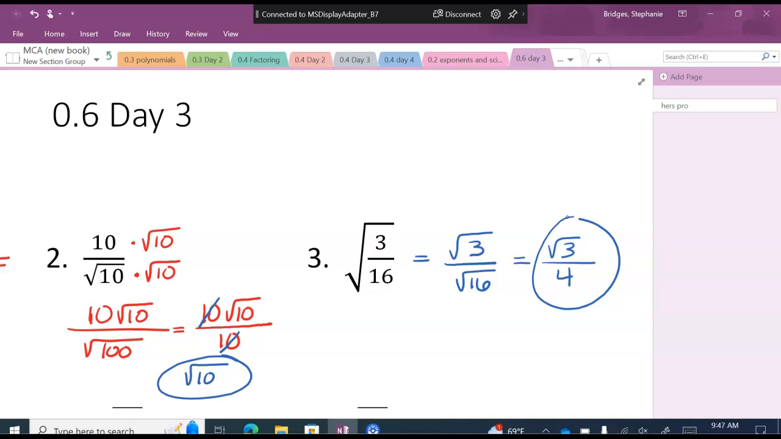Anybody have any questions? Do you want me to do it the other way? Okay. So if I had this, let's see, the square root of 3 over the square root of 16, the first thing I would do is multiply the top and the bottom by the square root of 16.